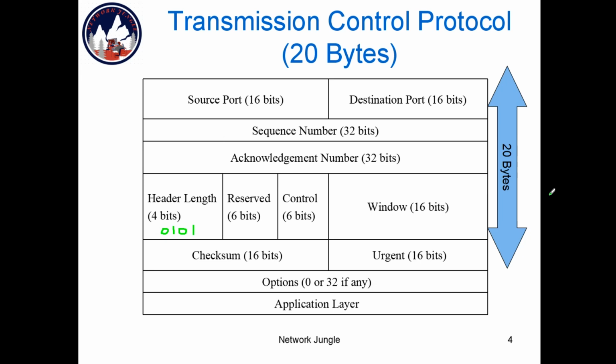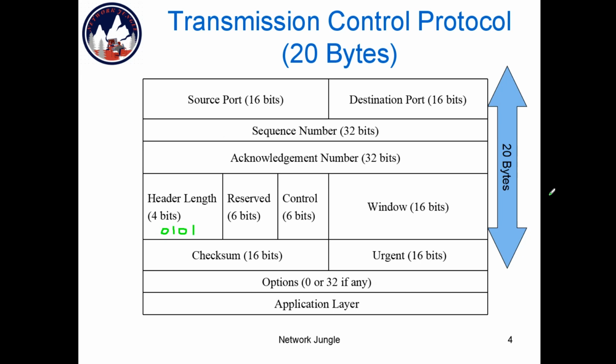The next row is the header length. Like in the IPv4 header format, it is 4 bits. The value here is 0101, which is equivalent to 5. The header contains 5 rows, so it is represented as 5. Next is the reserved field, which is mainly used for future purposes.